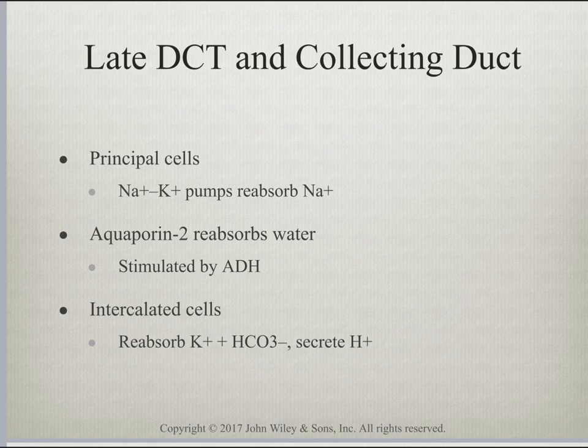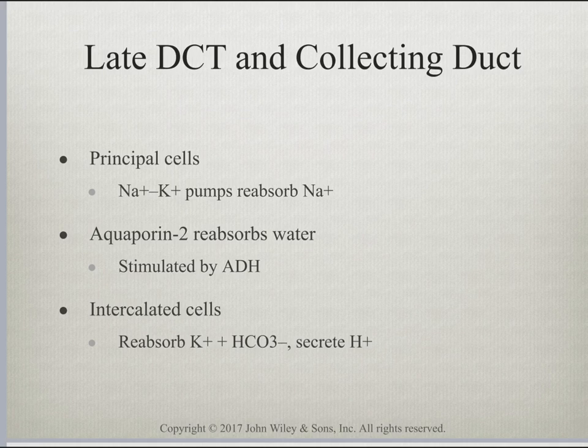In the late distal convoluted tubule and the collecting duct, we're going to see three primary actions. The first are going to be principal cells. These are the main sodium reabsorbing cells and the site of action of aldosterone. So when we talk about aldosterone being secreted from the adrenal gland and what it does regarding sodium and potassium management, we talk about these specific cells, these principal cells, as the site of action, and the location is going to be the distal convoluted tubule and the collecting duct. We're also going to see that the principal cells are going to secrete potassium through an apical membrane potassium channel.